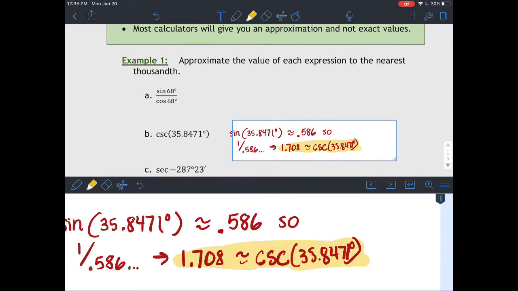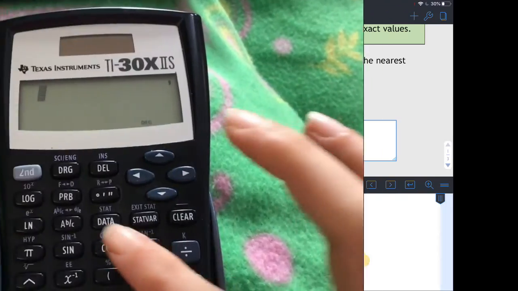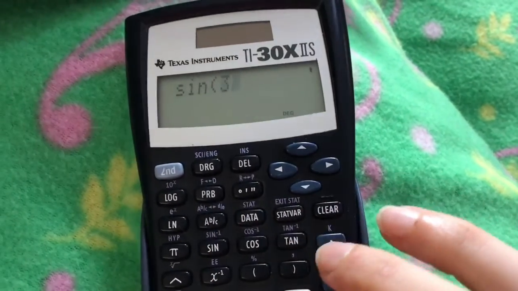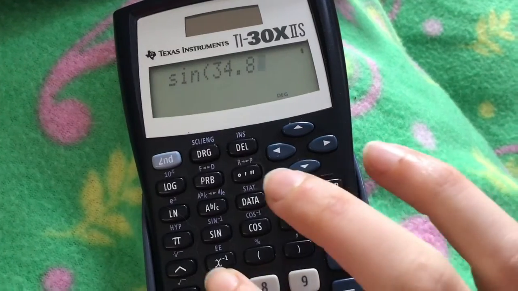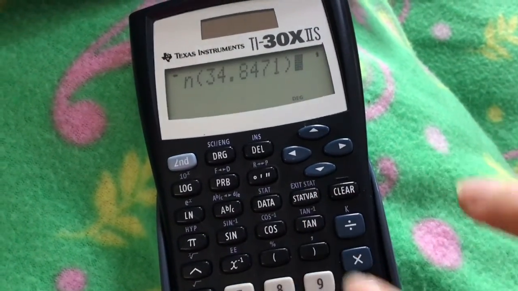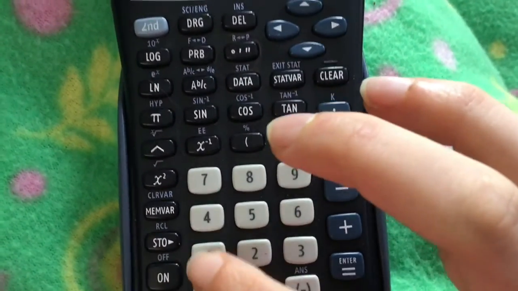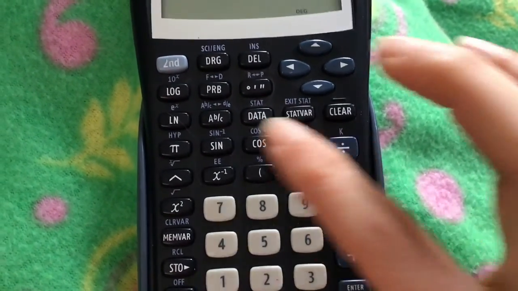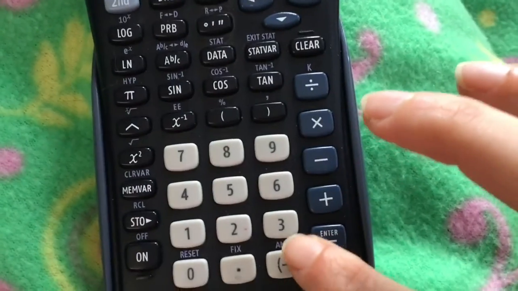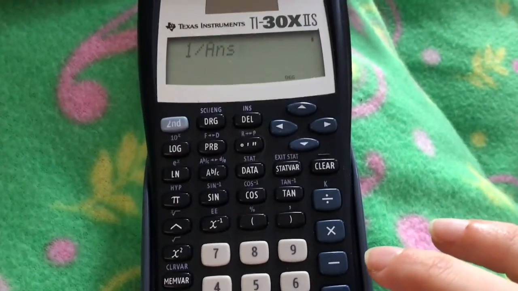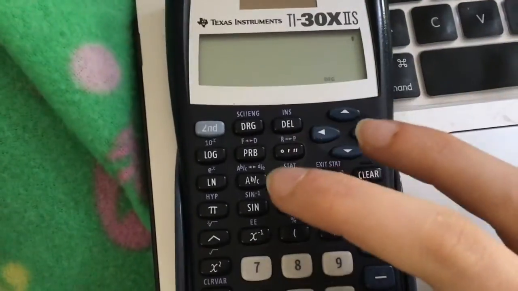So let me show you what this would look like, because this is all about using your calculator today. If you do your sine value and just type everything in there, hit equals, and then do 1 divided by, and then using your second key for your answer so it copies all those decimal places, hit equals. That'll give you an approximation.